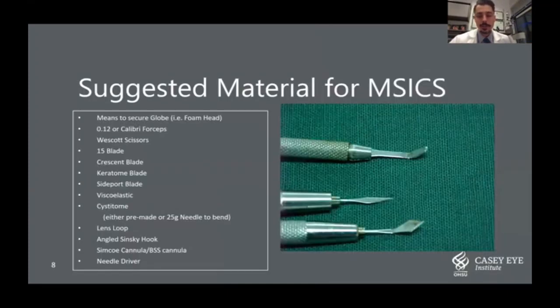In order to do a wet lab for manual small incision cataract surgery, you really need the same materials that you would use for actual surgery. But we did have a dedicated set of instruments that we kept just for our wet lab. I won't read off all of the instrument names here, but these are the instruments that are required.